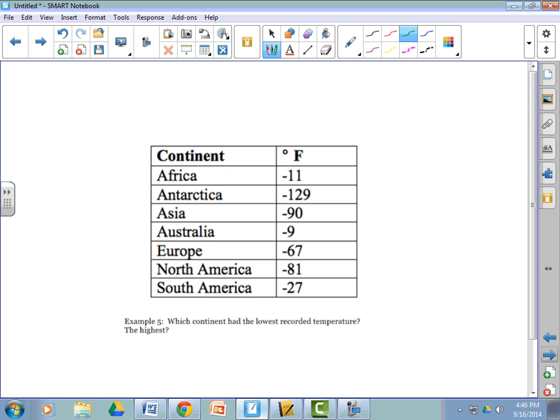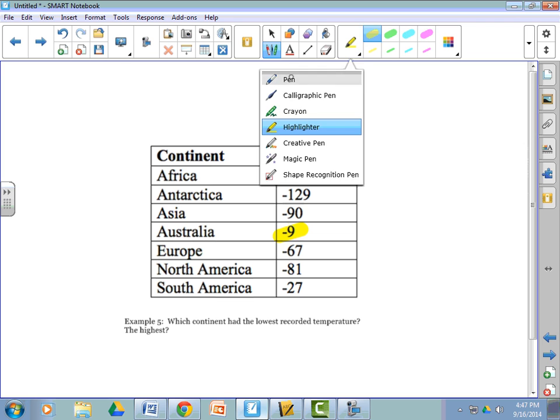All right, very last example here. Give you a little table. This is just some application of how we apply these negatives and comparing and ordering. The question simply says, which continent had the lowest recorded temperature? When you look at those numbers right there, at first glance, you may look right there, because -9, you see 9. 9 is the smallest, or has the smallest absolute value of all of those numbers, but it's not the smallest value or the lowest temperature.